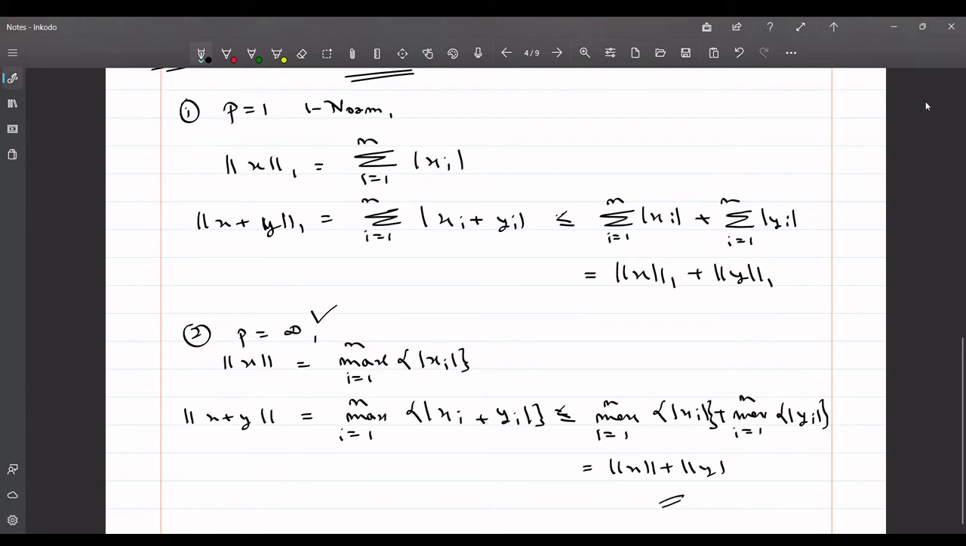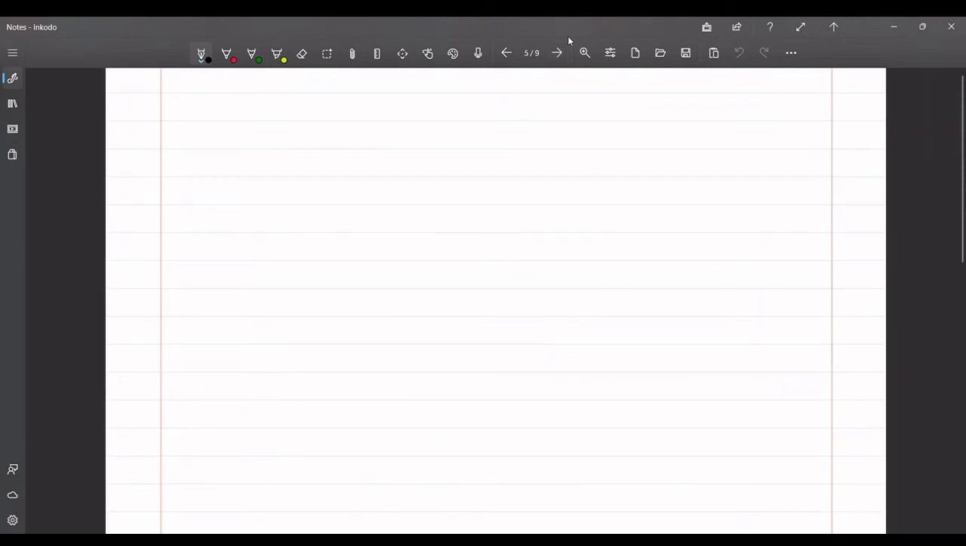These two are very basic level norms, or they induce very basic level metrics, which are kind of an introductory example to metric spaces in almost everything. We are more concerned about the case when p is greater than 1 and less than infinity. So let's see. To prove the same for 1 less than p less than infinity is indeed going to take some work.